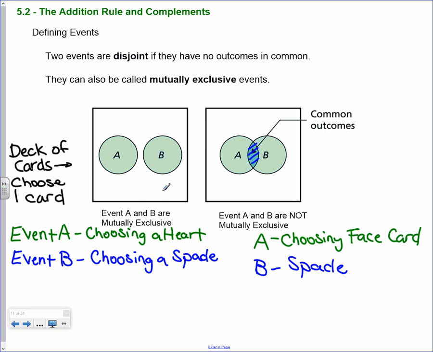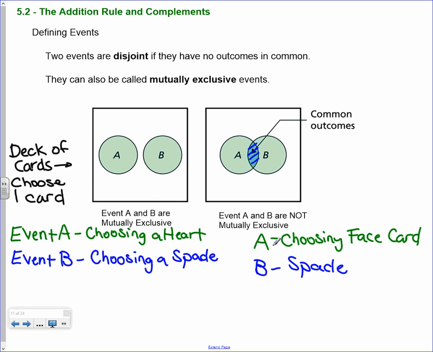So what we could be talking about here is, let's say, our experiment we're doing first is from a deck of cards, choose one card. Event A is choosing a heart. Event B is choosing a spade. Now you notice they have no outcomes in common, right? They don't cross, because either I choose a heart or I choose a spade or I choose something else and I'm in this other area, right?